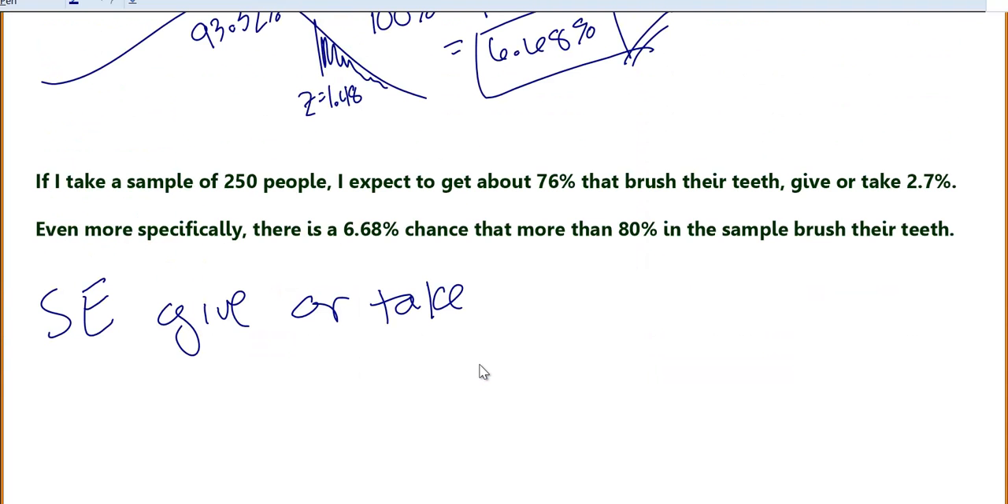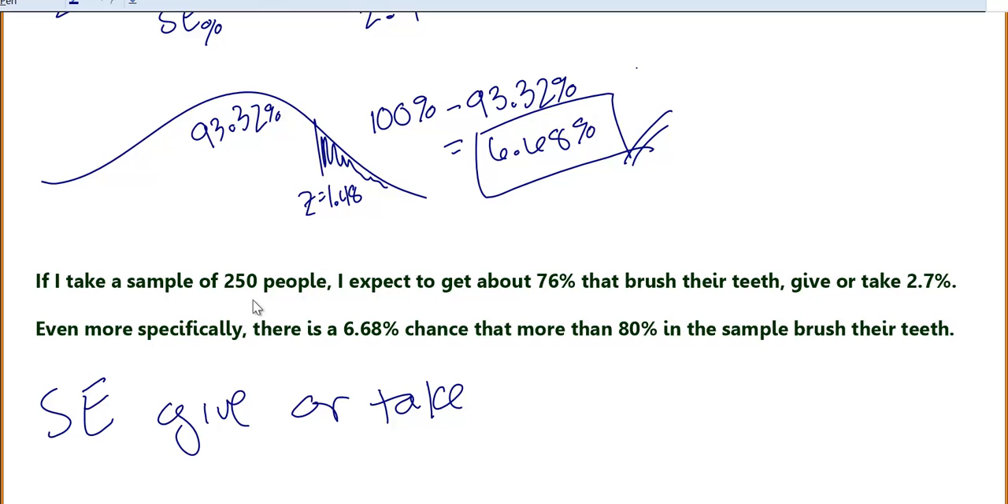So we made up that problem. I'll post this on Canvas too if you weren't writing fast enough to get it all for your notes. So let's make up another problem now.